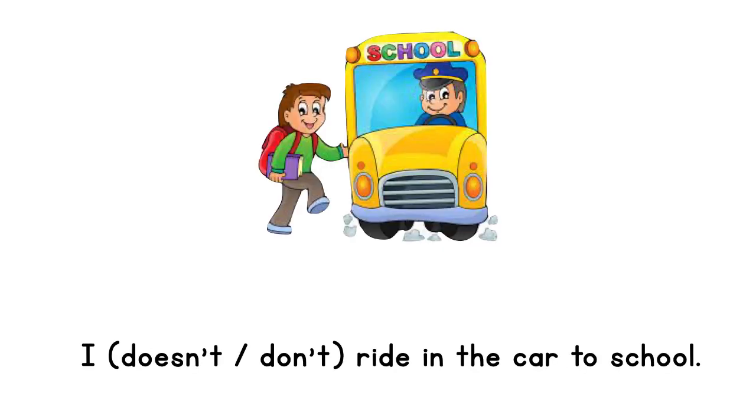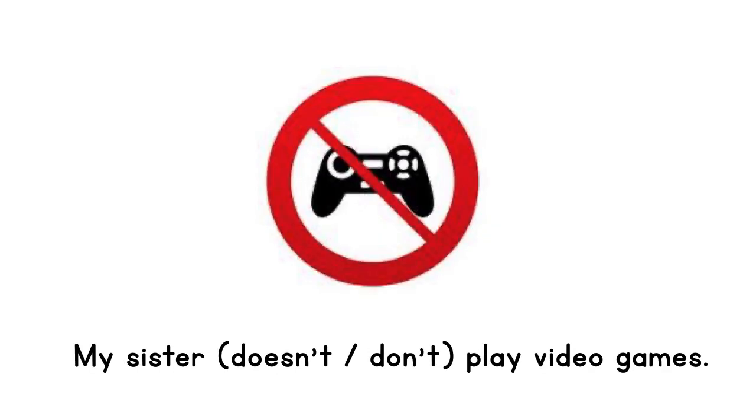Okay, let us look at the negative statement. I doesn't ride in the car to school, or I don't ride in the car to school. Exactly, it's don't. Okay? My sister doesn't play video games, or my sister don't play video games. You are right. The answer is doesn't. Okay, why? Doesn't is for a singular subject, such as he, she, and it. Okay, my sister here kita boleh substitute dengan she.